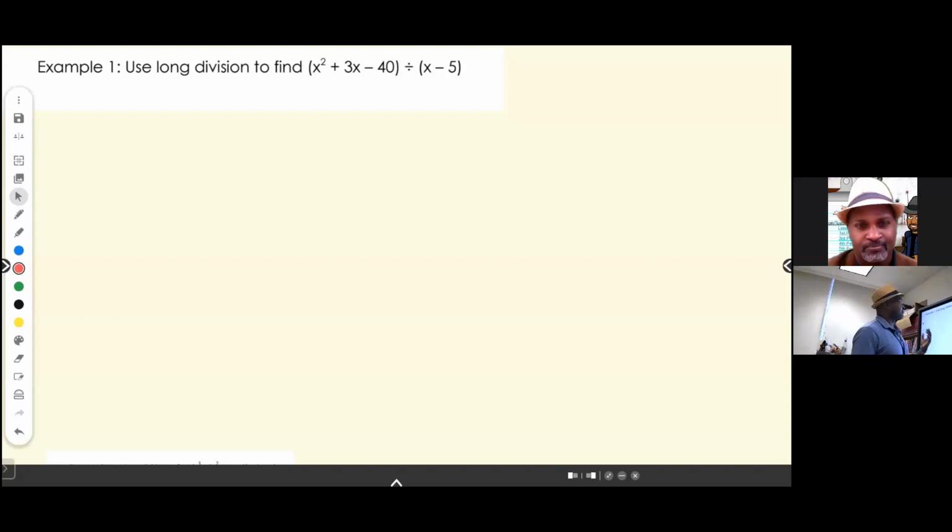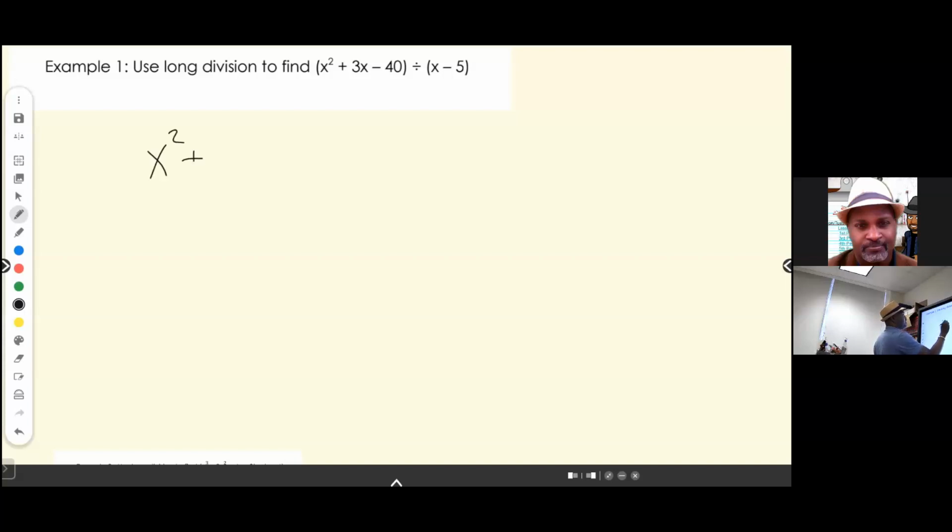We're going to use long division to find the quotient of x squared plus 3x minus 40 and x minus 5. Sometimes you'll see it written like x squared plus 3x minus 40 over x minus 5. So you might see it written like that, but either way, it's the same thing.